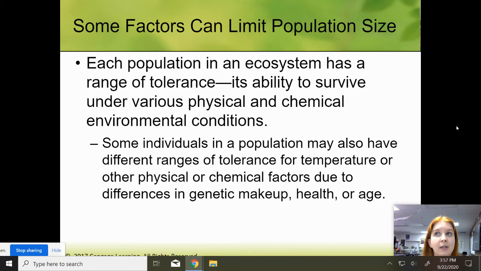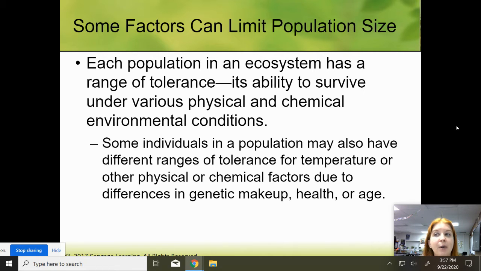Each population in the ecosystem has a range of tolerance, what makes it happy. So its ability to survive under various physical and chemical environmental conditions. Polar bears like it cold. A lizard might like it really warm because they live in the desert. An amphibian is going to like it wet because those are their environmental conditions. Fireflies like to come out at night, or lightning bugs, whatever you call them.